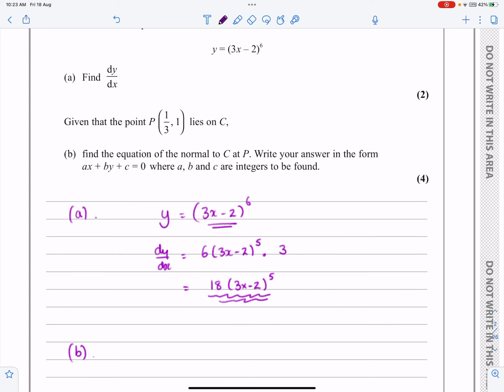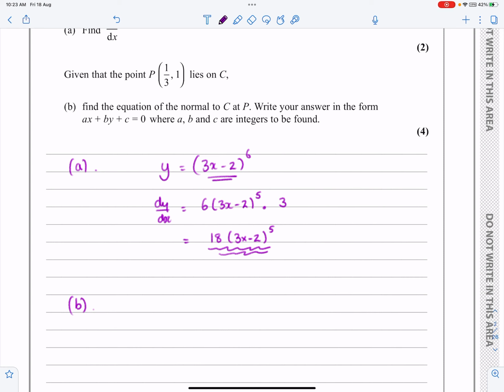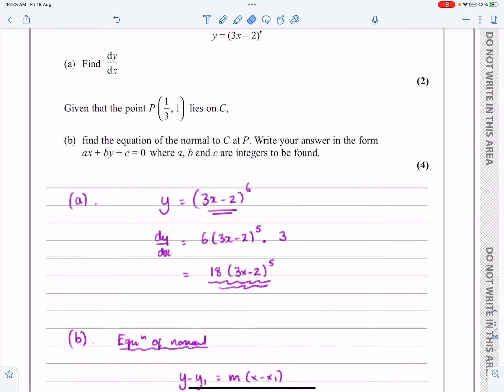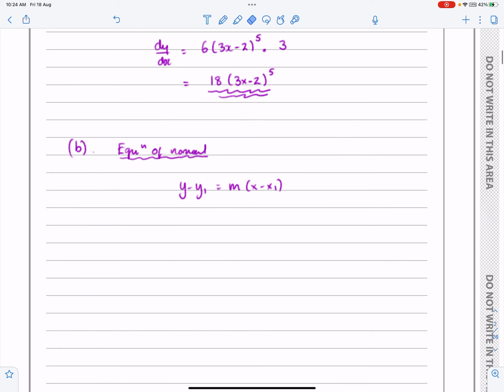Part B says, given that we know the point P, (a third, 1), lies on C, can we find the equation of the normal? Okay, so if we're finding the equation of the normal, is a straight line, and so we use y minus y1 equals m(x minus x1). This is for the point (x1, y1), where the gradient is equal to m. We've got x1 and y1, they're given in the question, a third and 1, but we need m, and m, remember, is going to be the gradient of the normal, not the gradient of the tangent.